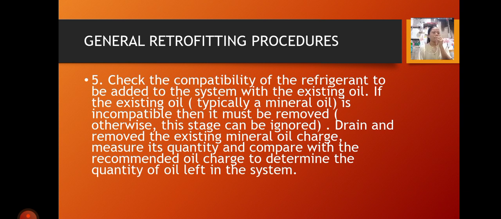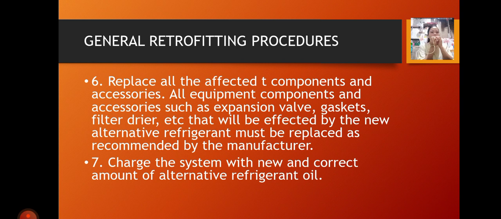For removal of the mineral oil without removing the compressor from the system, remember that most of the mineral oil must be removed from the system before adding the replacement lubricant. Number 6. Replace all the affected components and accessories. All equipment components and accessories such as expansion valve, gaskets, filter dryer, etc. that will be affected by the new alternative refrigerant must be replaced as recommended by the manufacturer.